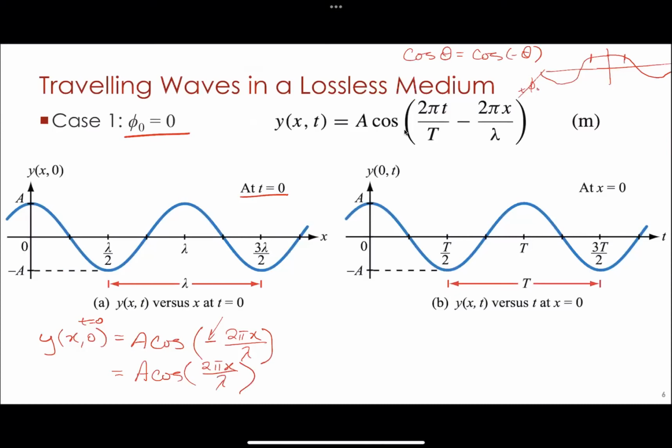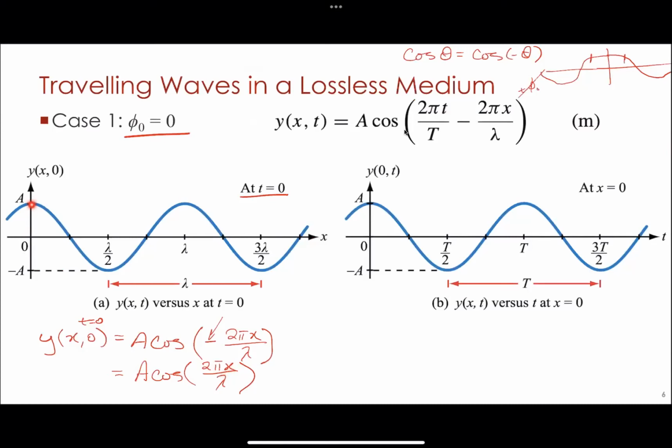Okay, this has got no t in it. The only thing that this has in it is an x. So if we wanted to plot it, we would plot it against x. We would let x change. We'd start at x equals 0, right? And when x equals 0, this whole thing goes to 0. The cos of 0 is 1. 1 times a is a. Boom. At x equals 0, the wave is at a.